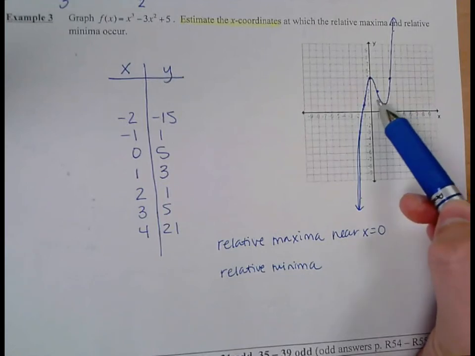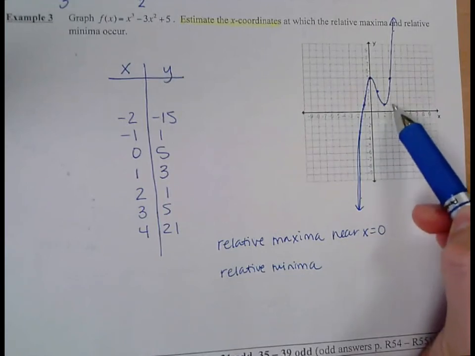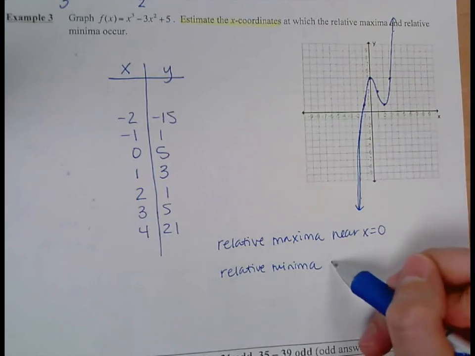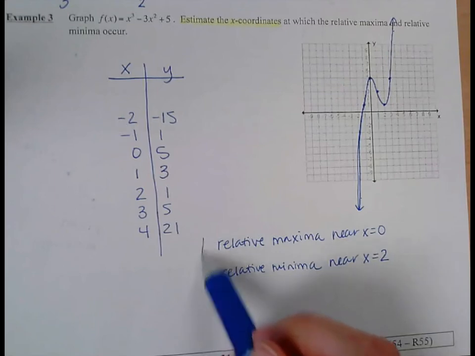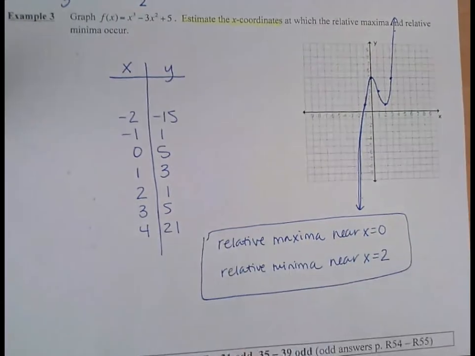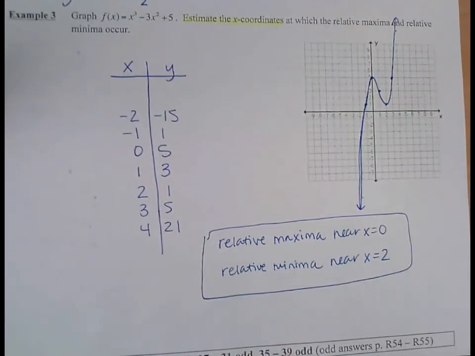And then the relative minimum is where this valley occurs. Near that point, the x value is 2. So relative minima near x equals 2. You saw an example before of how to estimate the zeros. Here's how you estimate the relative max and min values.